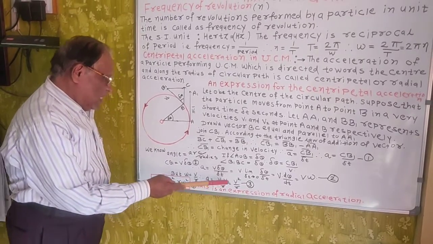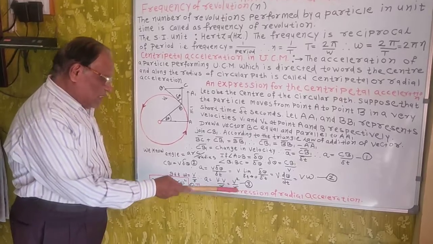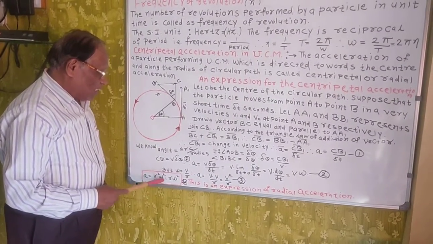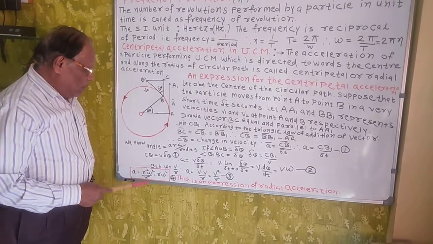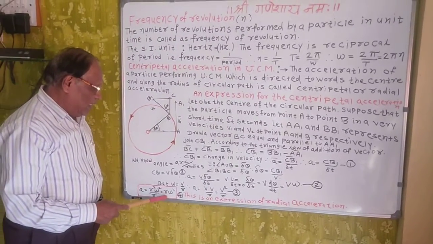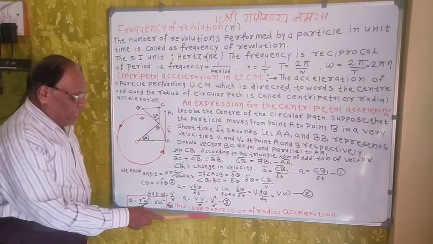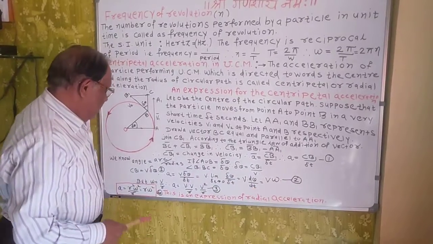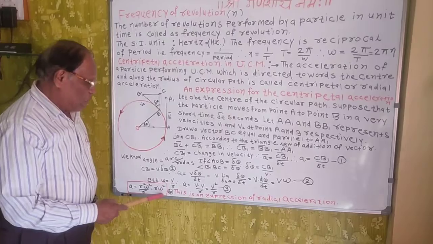After that, put the value of v in equation 3 as r omega, and therefore it becomes a is equal to r square omega square divided by r. r gets cancelled, and we get the final equation a is equal to r into omega square, and this is an expression of radial acceleration in terms of angular velocity and radius vector.